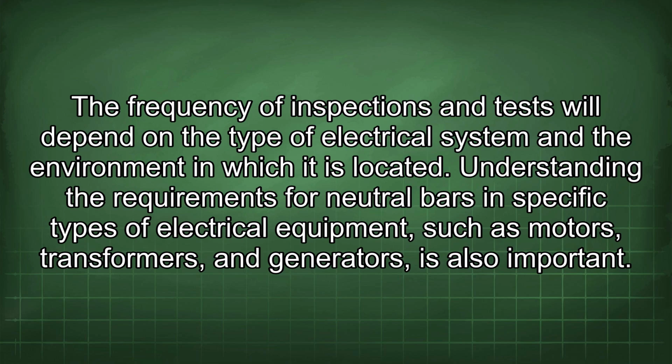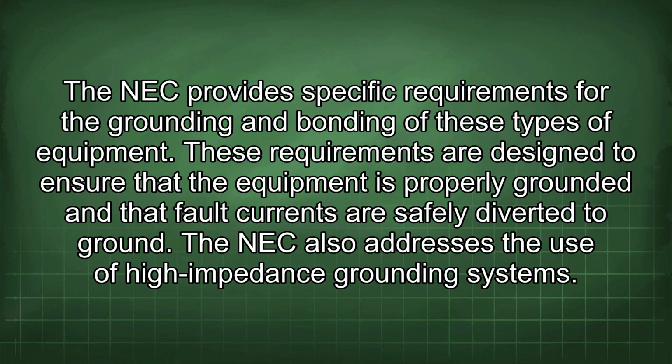Understanding the requirements for neutral bars and specific types of electrical equipment, such as motors, transformers, and generators, is also important. The NEC provides specific requirements for the grounding and bonding of these types of equipment. These requirements are designed to ensure that the equipment is properly grounded and that fault currents are safely diverted to ground. The NEC also addresses the use of high-impedance grounding systems.